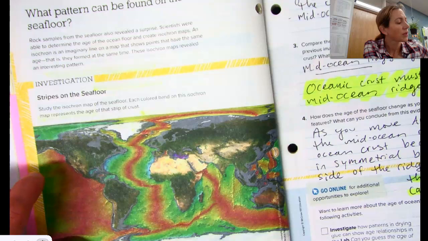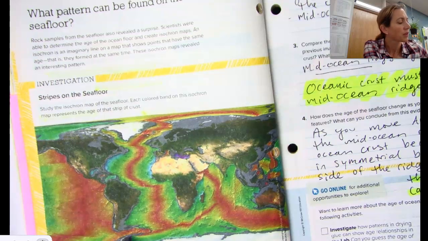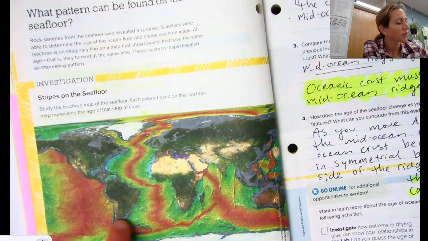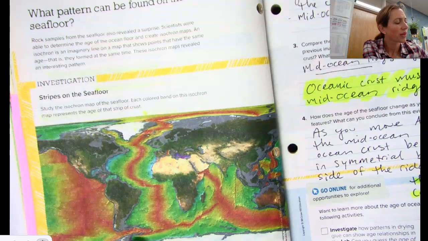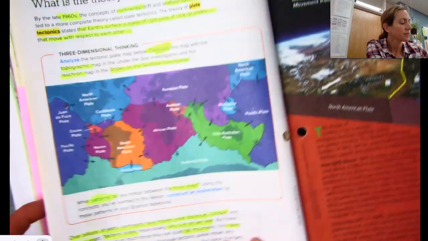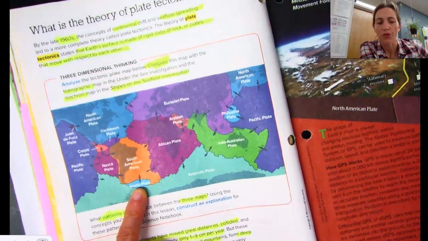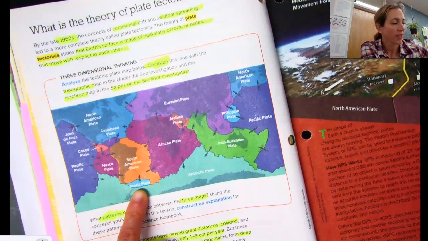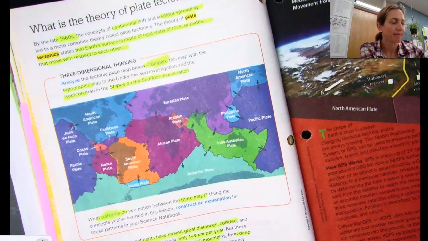Let's see here. Where would be another good example? Let's go down here. There's this little weird redness and greenness here. What is going on down there? There's a tiny little plate called the Scotia Plate. What's happening? Smashing together. All right.